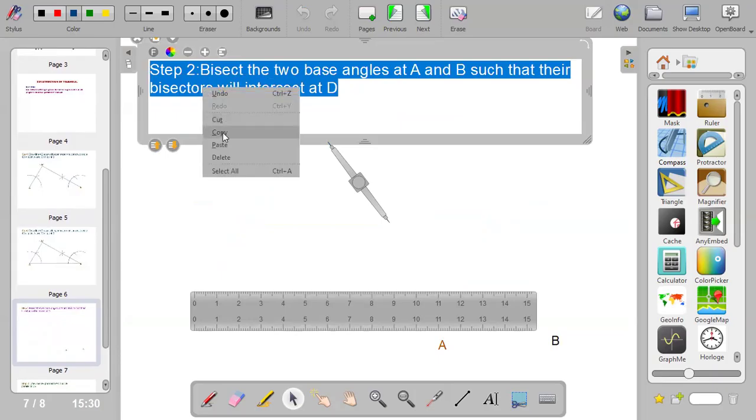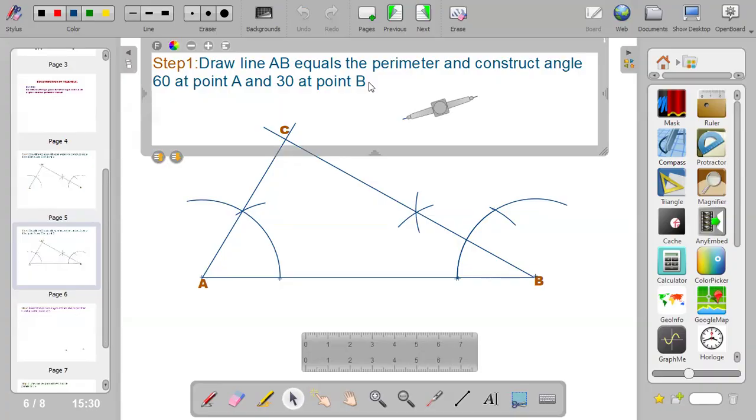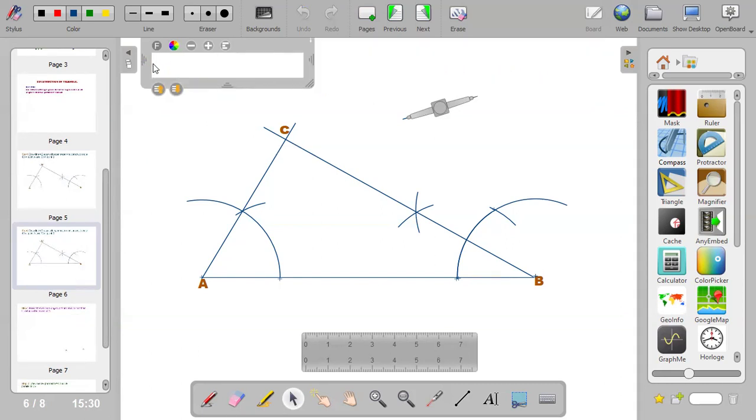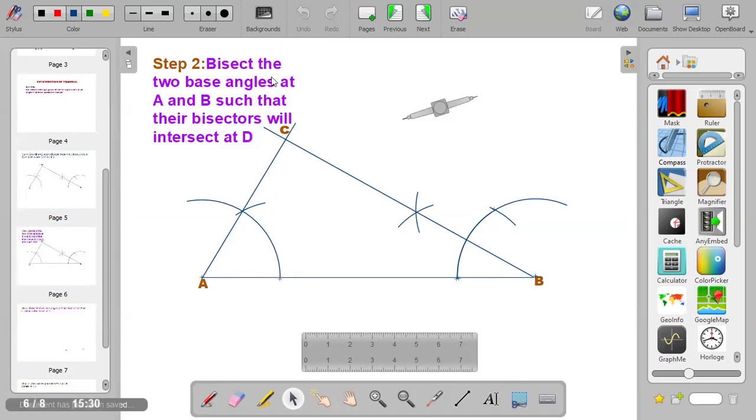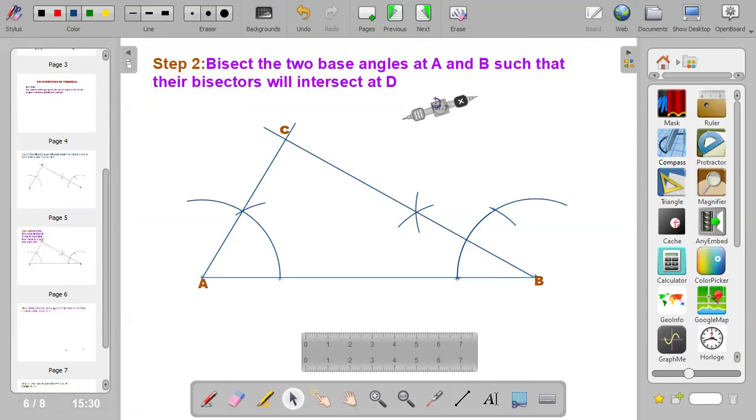How do we bisect the base angles? I'm going to show you quickly how to bisect the base angle. So step two now. Bisect the base angles at A and B such that their bisectors will intersect at D. So just bring out your compass, center at the first point. Before you can bisect any angle, you must have two different points. So we want to bisect the first angle, which is 60 degrees.